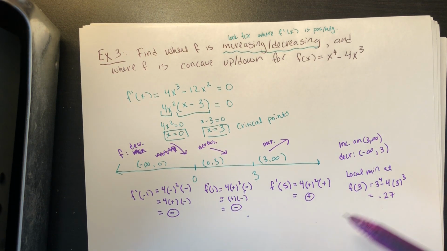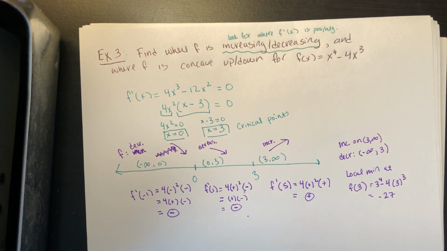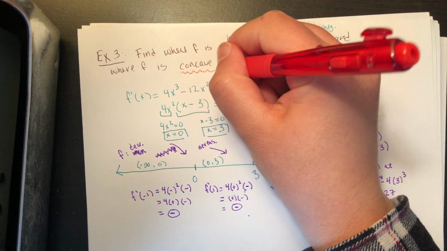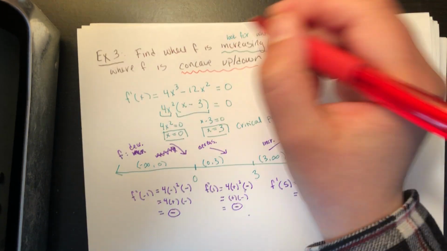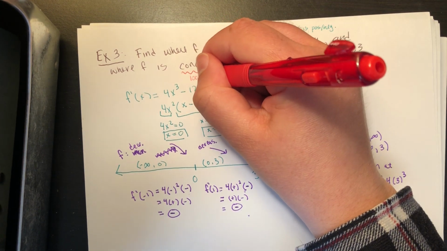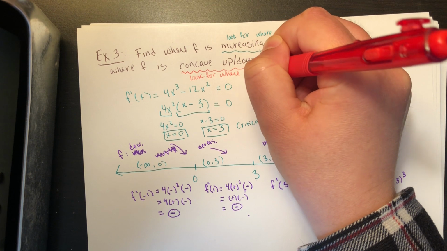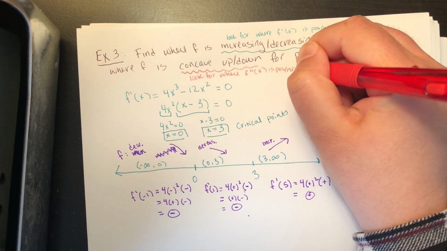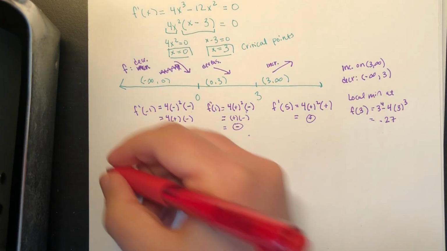We use the first derivative to determine local maxes and mins and to determine increasing and decreasing intervals, but we still have to go back and figure out where f is concave up or down. We follow really similar steps here, but we do them with the second derivative. So look for where f double prime of x is positive or negative. So let's repeat these same steps, but looking at f double prime.